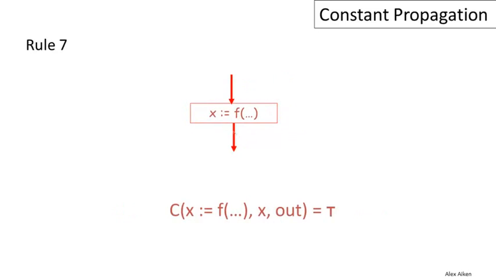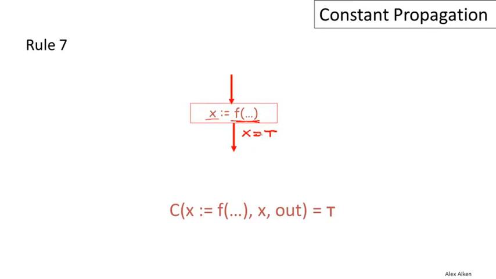Another possibility is that we have an assignment to x, but the right-hand side is more complicated than a constant. So this case is for everything except a constant assignment. This f here just stands for some more complicated expression than just a simple constant. And in this case, we're just going to say we don't know what the value is. We're not going to try to guess what the result of that computation is, and we'll just say that x is equal to top. We don't know what the value of x is after the execution of this statement.